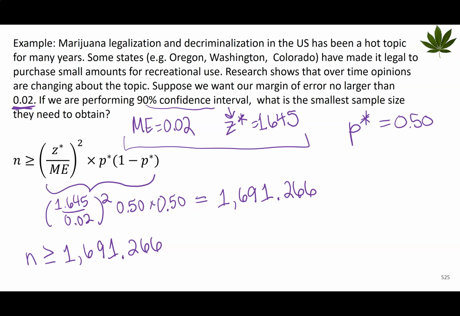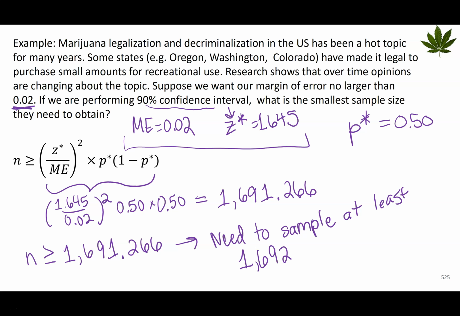1,691.266. If you think about it, you can't take a sample size of exactly that number, right? People are going to get really upset if you try to take 0.266 people, right? So you need to sample, and always round up, at least 1,692, because if you round down, that's not quite enough. You have to round up, because we are surveying people here. So I need to take at least 1,692 people.